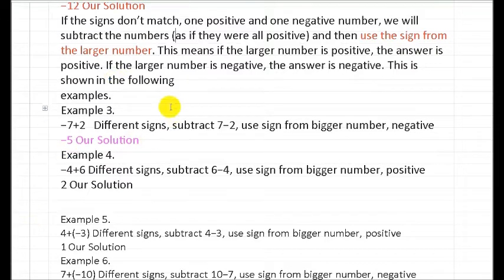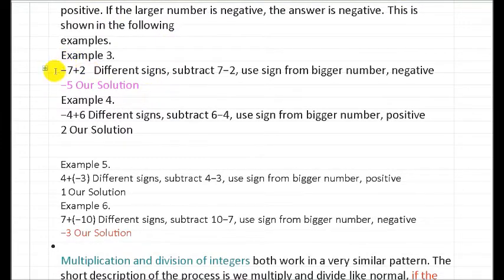For example, -7 plus 2, different signs. Subtract 7 minus 2. Use the sign from the bigger number. Negative. That means minus is the sign of 7, and 7 is a bigger number than 2. So -5 is our solution.